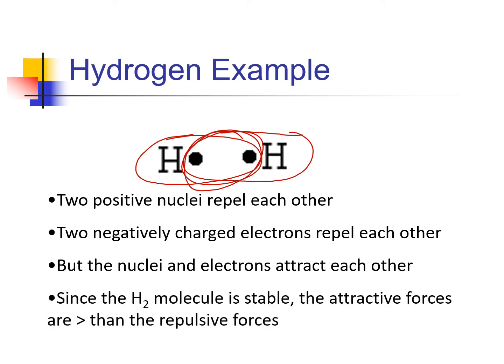Now, because this is a stable molecule, it does tell us that the attractive forces of the nuclei to the other electron are greater than the repulsive forces would be. If the repulsive forces were larger, we wouldn't see this molecule.